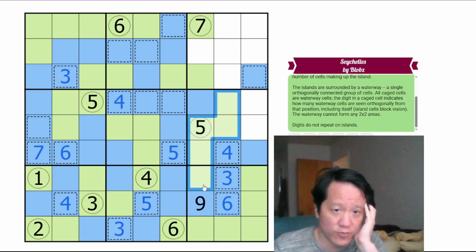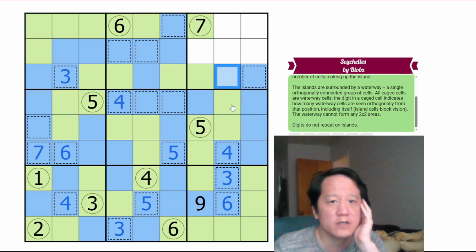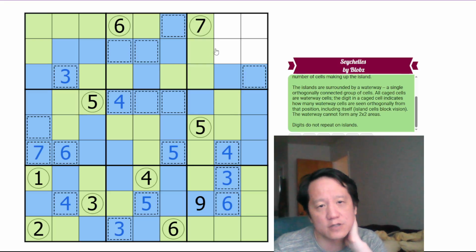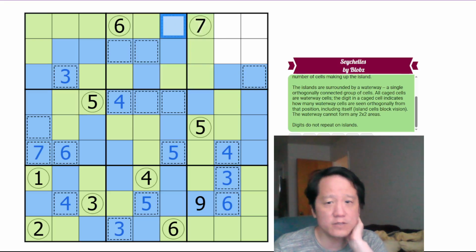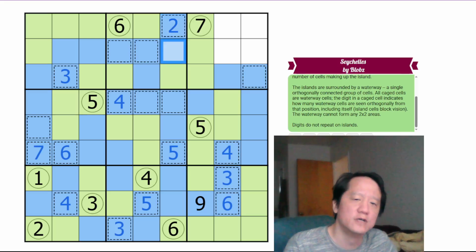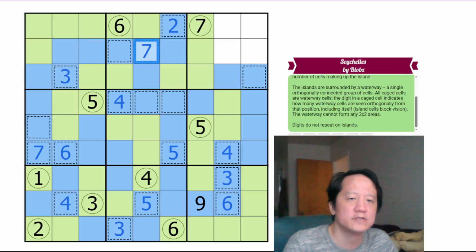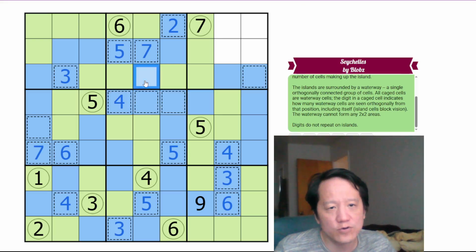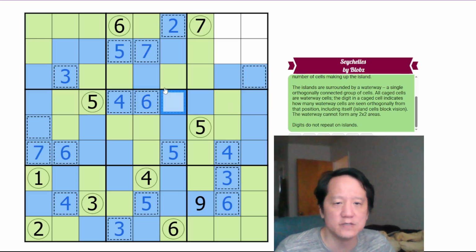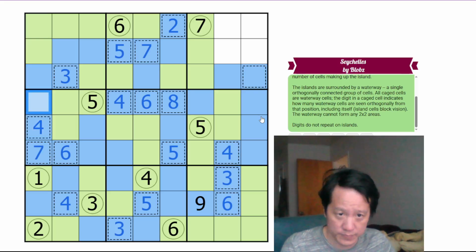We have 1, 2, 3, 4, 5. That's done as an island, so these cannot be island cells. They're waterway. This must orthogonally connect, so that's island. We have 4 here. This sees 2 waters. This sees 5, 6, 7. So this is 5 that way. This sees 1, 2, 3, 4, 5, 6. This sees 1, 2, 3, 4, 5, 6, 7, 8 waters. This sees 4 water.